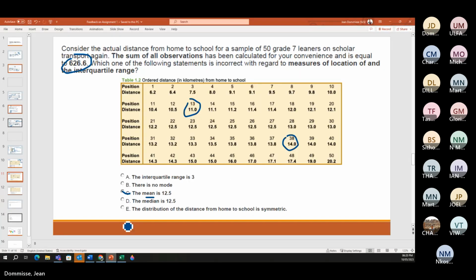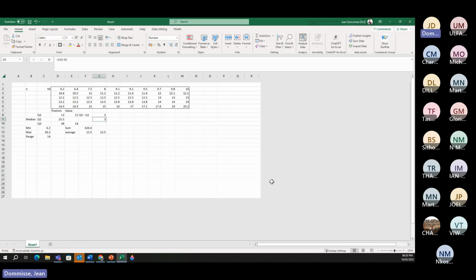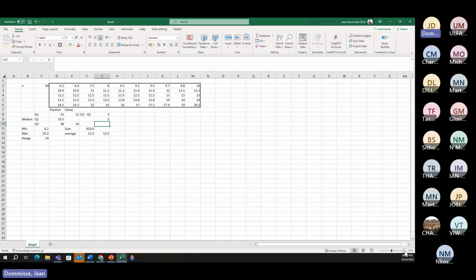So we've done the interquartile range, we've done the mean. The median, they actually asked in the previous one. So the median, they ask that it is in between 25 and 26. So between 12.5 and 12.5 is 12.5. We've also, okay, so why did I do this?